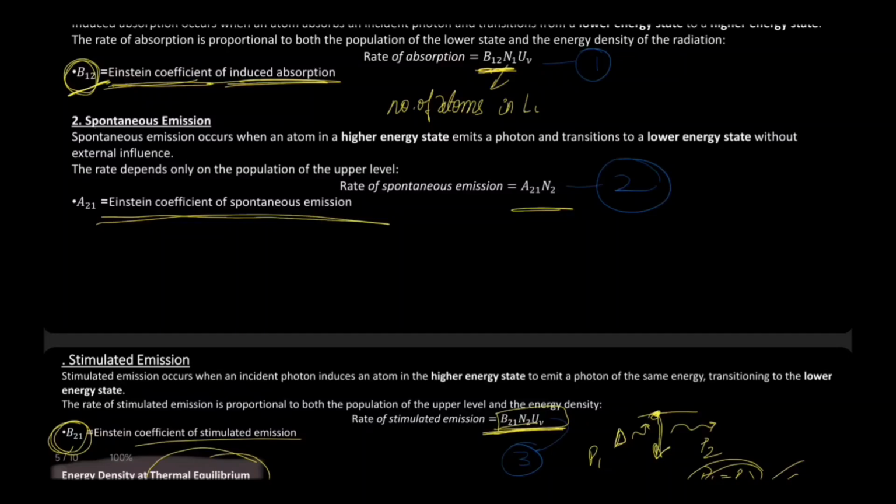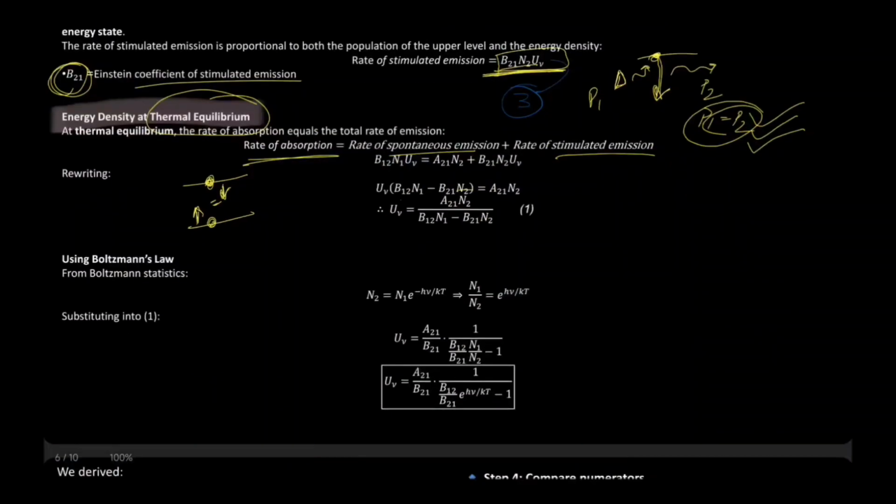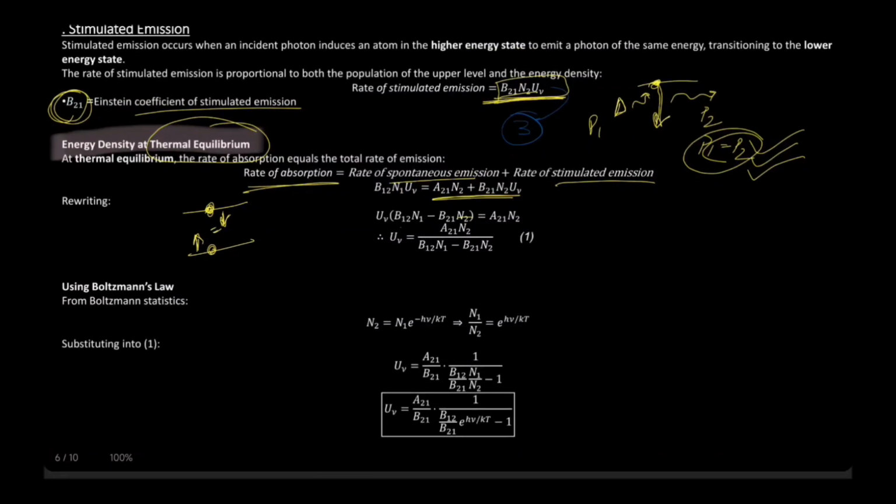So here we have written three equations that we are going to add. Equation number 2 plus 3. Then what do we get? Here we are rearranging. So we will get Uν. We are bringing this to this side and rearranging it. Once we rearrange, Uν is equal to this.